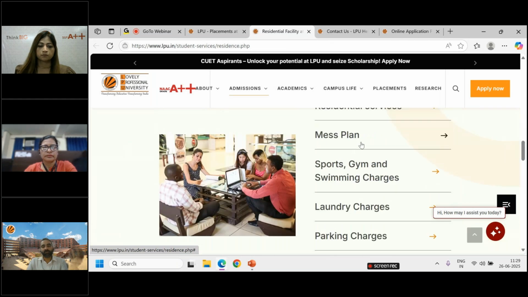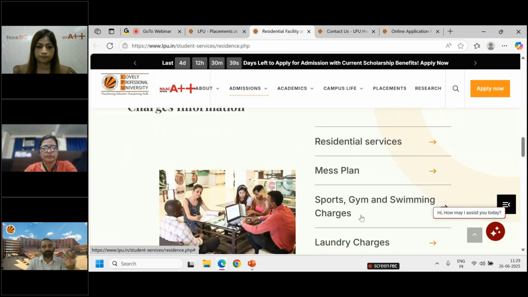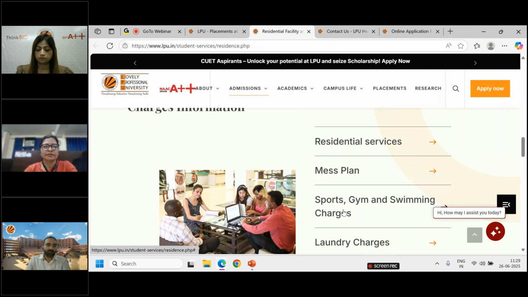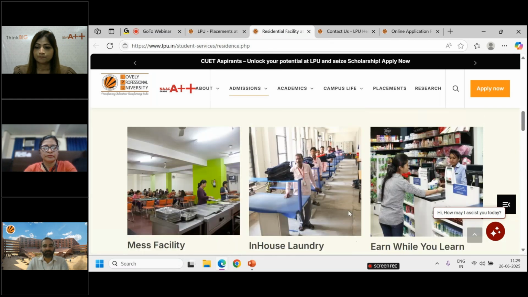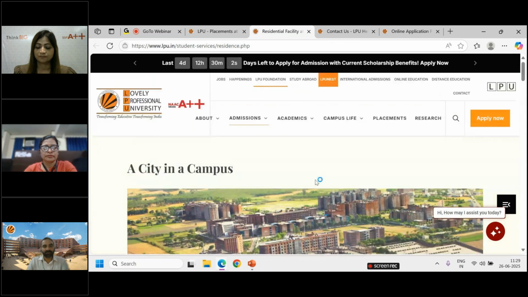Similarly, if you go for the indoor sports stadium, if you are very interested in sports, then only you need to pay. Otherwise, we have very lush green outdoor stadiums, and there are no charges there. If you are fond of playing cricket, we have a big cricket ground along with net practice grounds. We have outdoor table tennis and lawn tennis grounds. We have basketball grounds and volleyball grounds. So no charges there, right? This is how you can check the details for the residential facility. I hope I have answered your query.